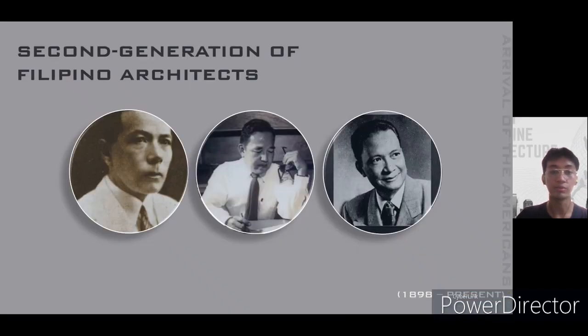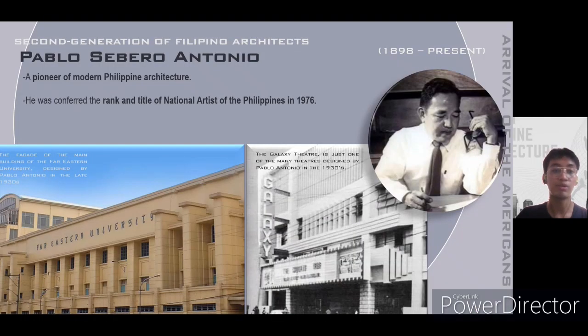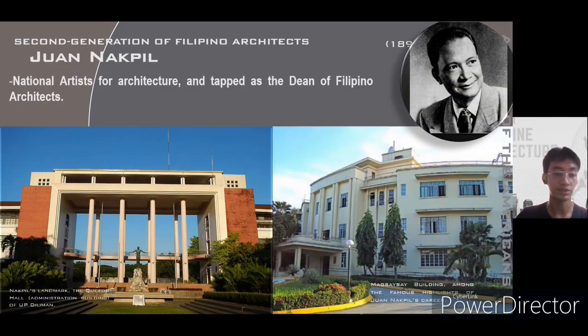The second generation of Filipino architects are Filipinos that emerged during the 1920s and 1930s. Andres Luna de San Pedro designed the Perez Samanillo building and Lizares Mansion. Pablo Severo Antonio designed the facade of the main building of the Far Eastern University and the Galaxy Theater. Juan Nakpil designed the administration building of UP Diliman and Magsaysay building.